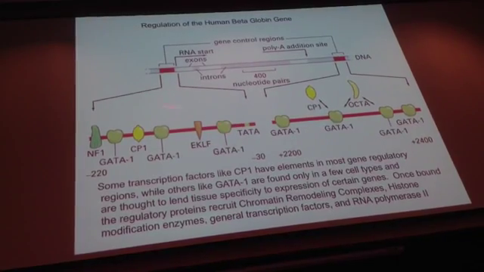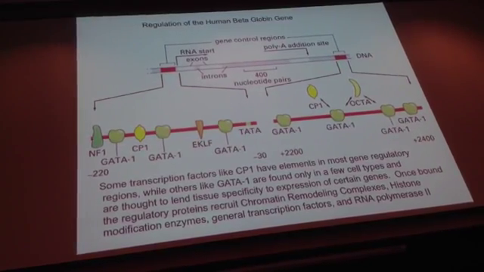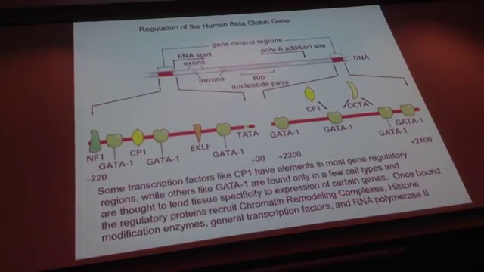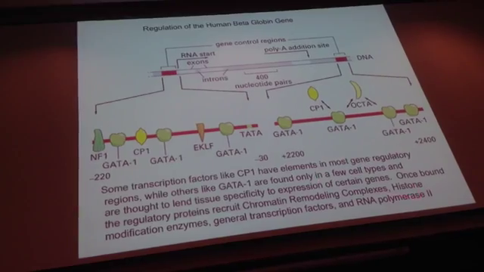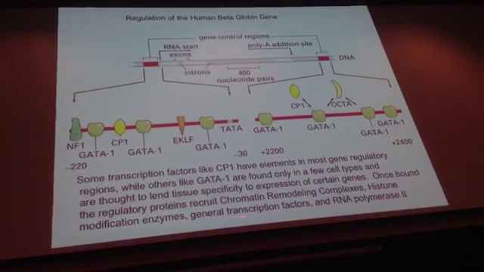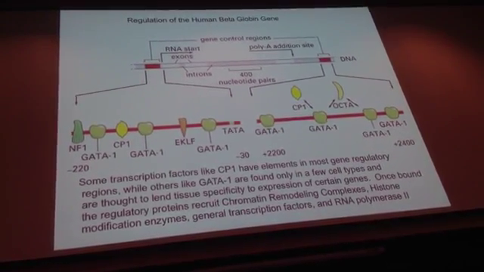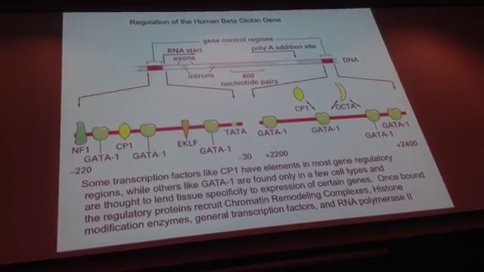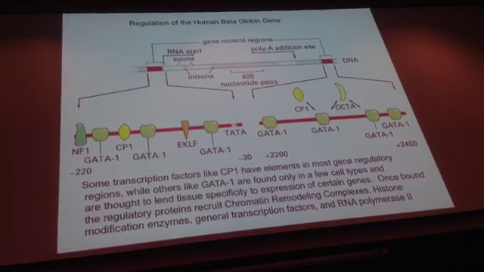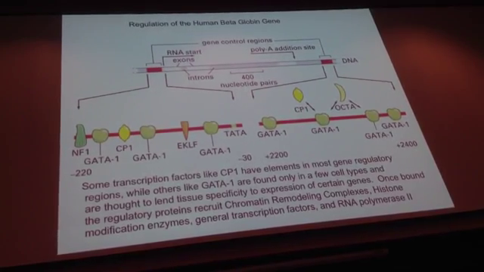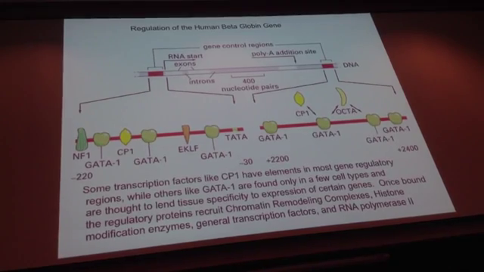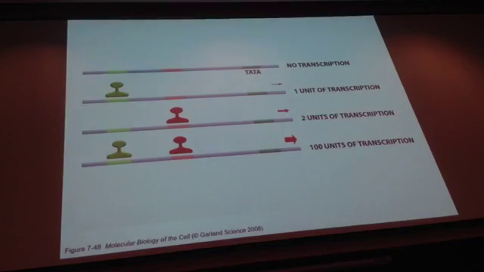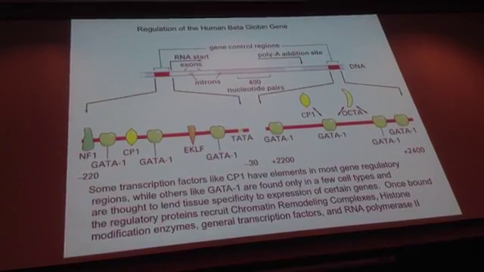So these proteins that bind to these sites then recruit more chromatin remodeling complexes, the histone modification enzymes, general transcription factors, and polymerases. So the binding of these proteins to the promoters activates transcription and brings in other proteins that are needed for transcription. Okay, so these figures are all in your book, and you should be able to take them. So quiz on 5.